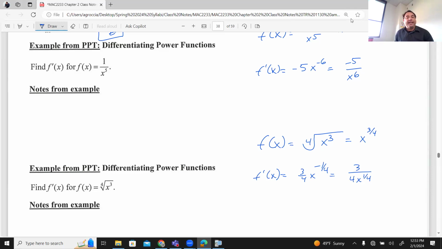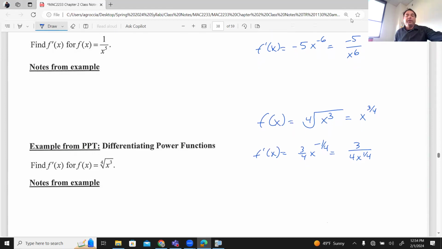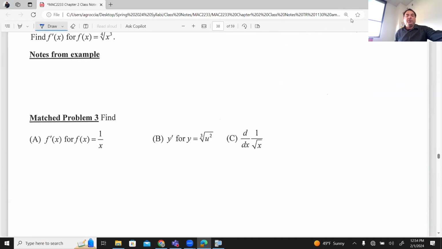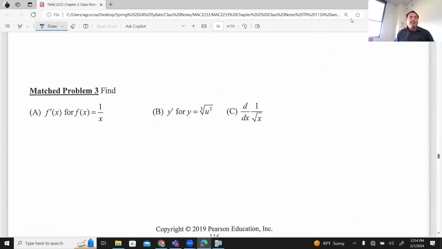Okay, so to end class today, I'm going to give you 3 problems to try. All 3 of them, you need to rewrite it first. So give these 3 a try. Be careful. A, B, and C. And yes, they all need to be rewritten first. So be careful. Give all 3 of them a try.